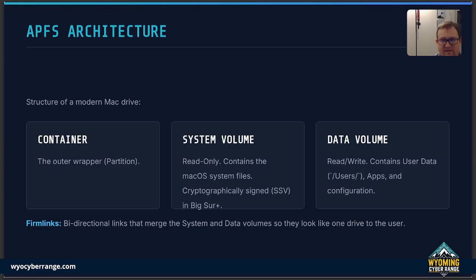The other volume is our data volume. This is our read-write volume, and this is normally where all the users are going to live. This is where the third-party applications are and all the configurations. The split is invisible to the user. They can't see the differences because APFS uses firm links, which are bidirectional links that simply merge both the system and the data volume. So they look like a unified C drive in Finder. If you look in Finder, it just looks like one drive, but it really is two partitions that are merged into one.